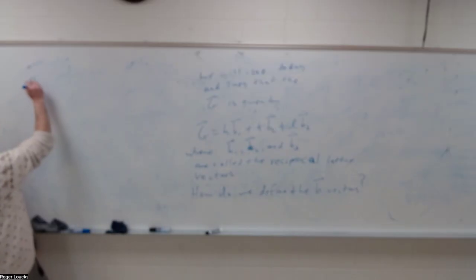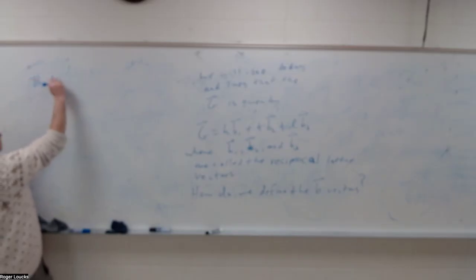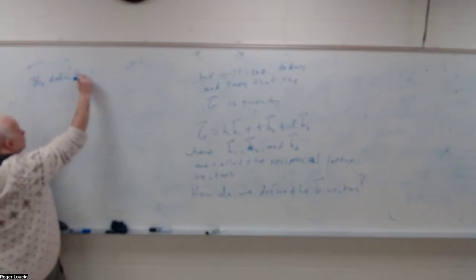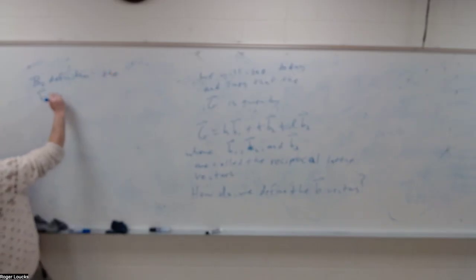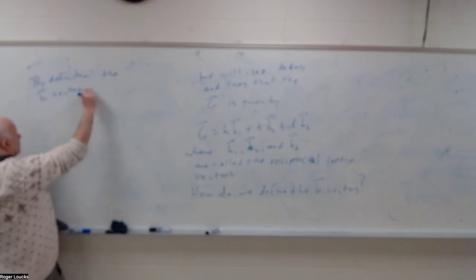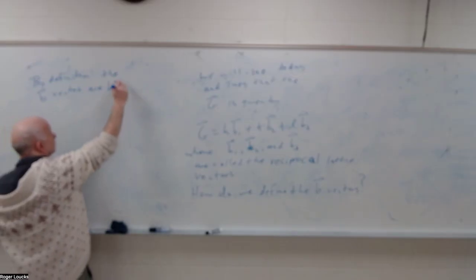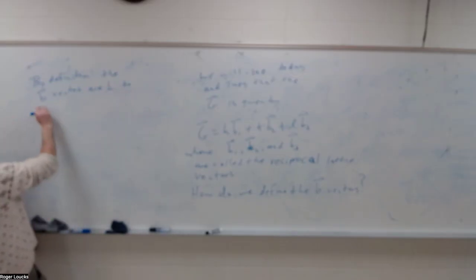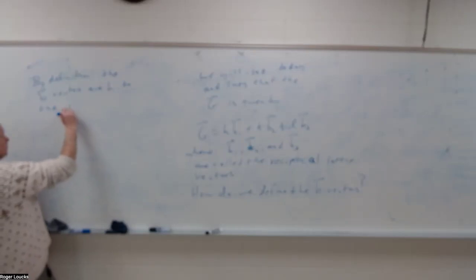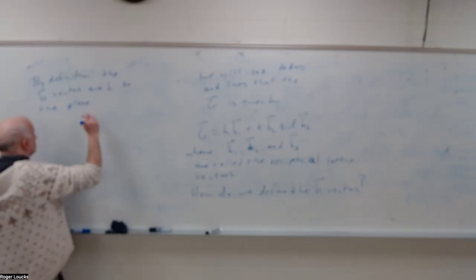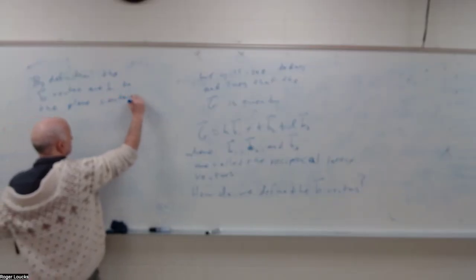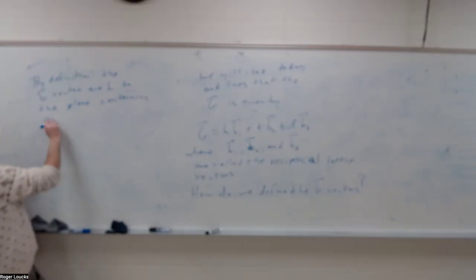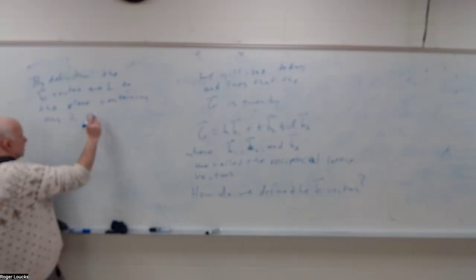So, by definition, the B vectors are perpendicular to the plane containing any two A vectors.